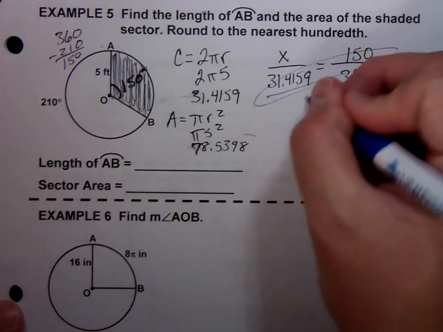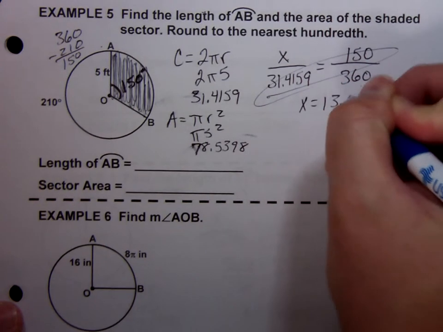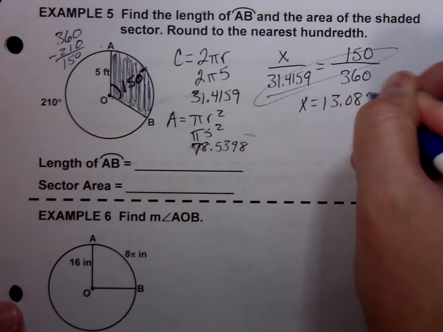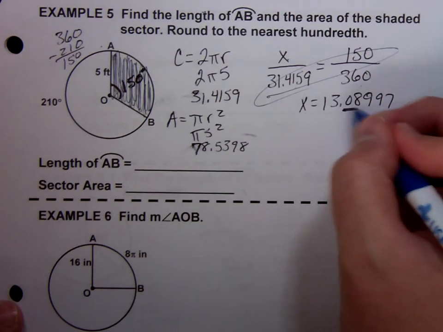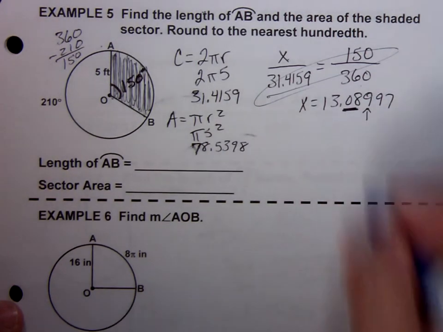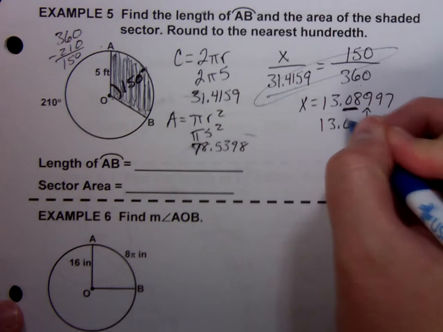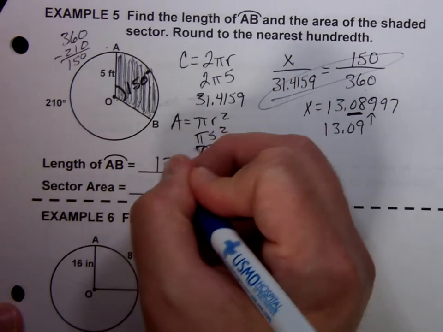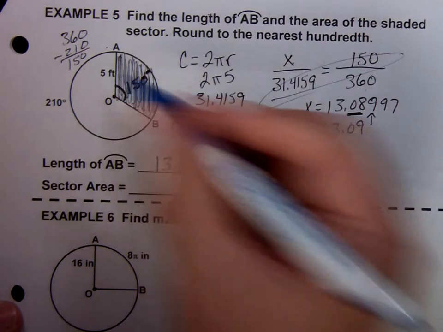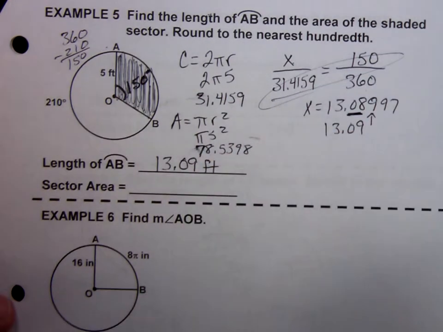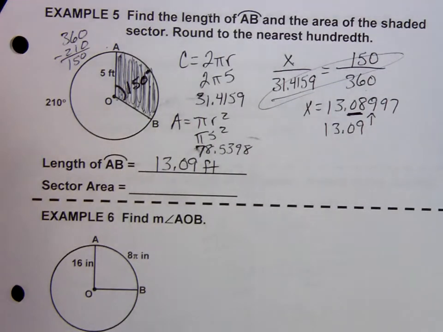And that will give you 13.08997. So if we're rounding to the nearest hundredth, that 9 is definitely big enough to round up. So we'll get 13.09. And the units here are feet. And arc length, just regular units, so feet it is.